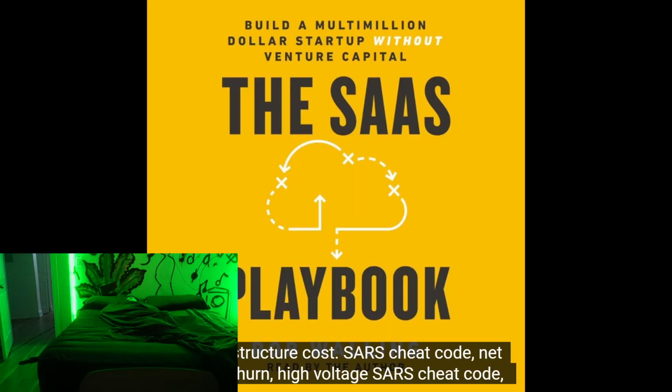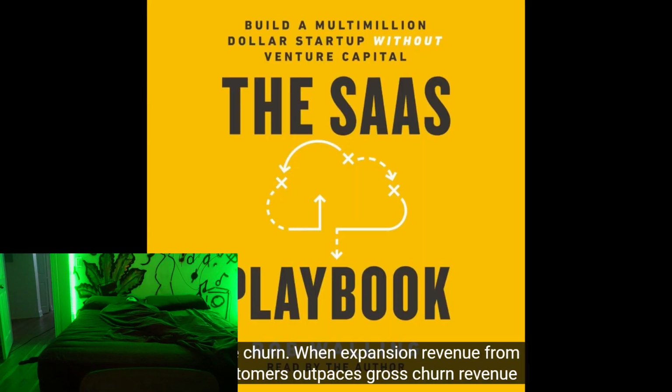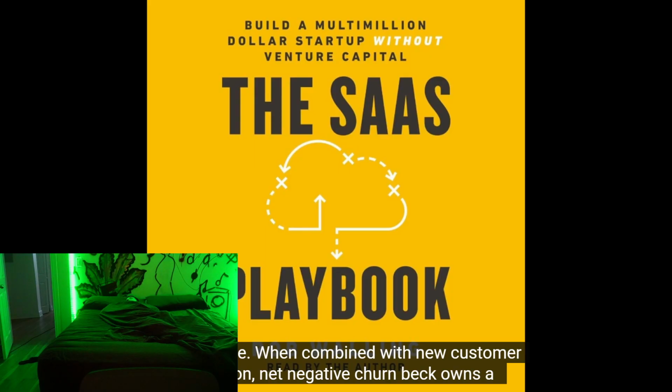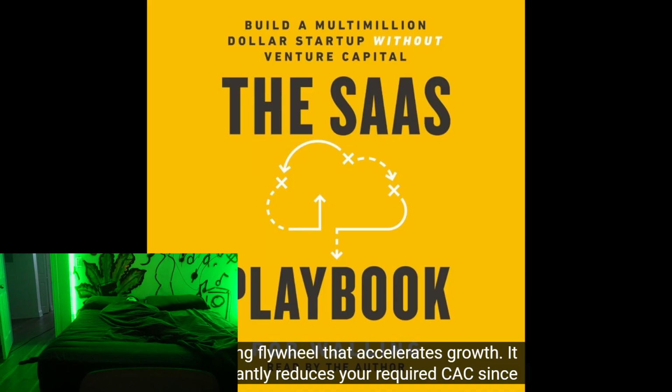SaaS cheat code: net negative churn. When expansion revenue from existing customers outpaces gross churn revenue losses, your net churn is negative. This means you can add 0 new customers in a month and still grow revenue. When combined with new customer acquisition, net negative churn becomes a compounding flywheel that accelerates growth. It also significantly reduces your required CAC since upselling existing customers costs far less than acquiring new ones.